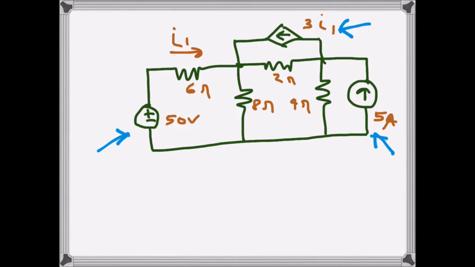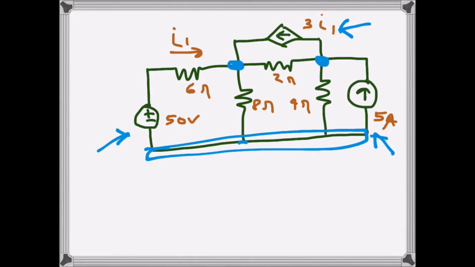We can see that there is a node here and there is another node here, and this one can be thought of as the reference node. So we will write our node voltage equations with respect to this node. Let's call the voltage of this node V1: if this is node 1 the voltage is V1, and if this is node 2 the voltage is V2. Then we will try to write KCL for each of the nodes.